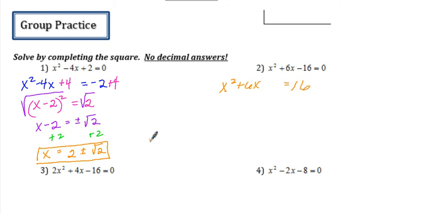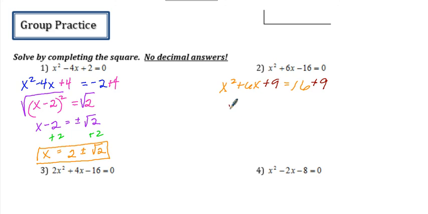Always leave a hole. Now let's engineer our perfect square trinomial on the left. Half of b, which is 3, squared, 9. Whatever you do to the left, you must do to the right. Usually people forget to put their red 9 over here. Don't forget that. Whatever you engineer for yourself over here, you have to balance it out over here.